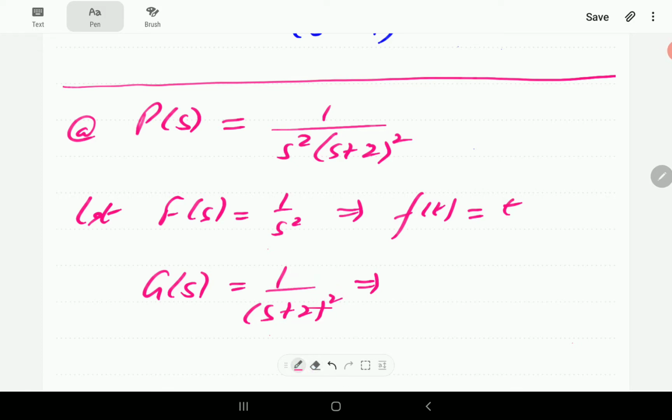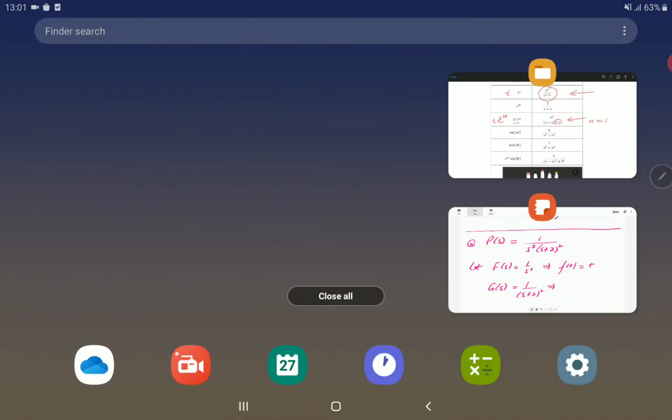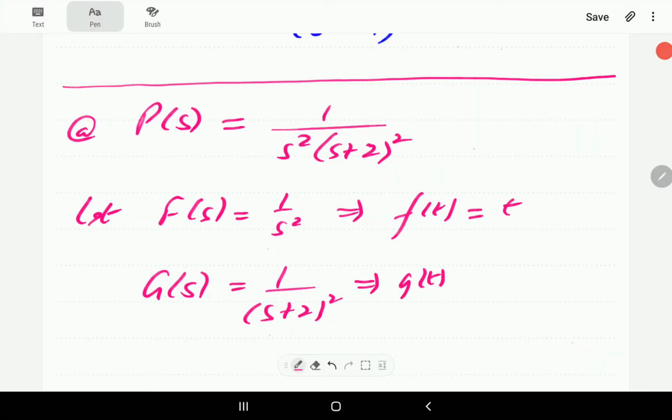And then for this second one, we've got 1 over (s plus 2) all squared. So from our table, that is going to be this term here. Again, if this is 2, it means n is equal to 1. So this side, we're going to have t e to the a t, where our a is going to be minus 2. So going back here, g(t) is going to be equal to t e to the minus 2t.